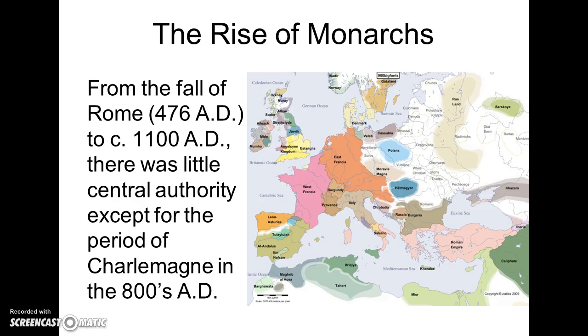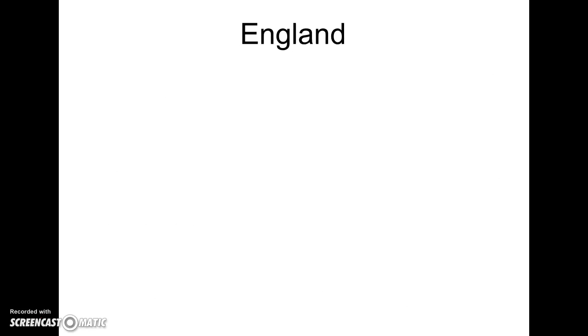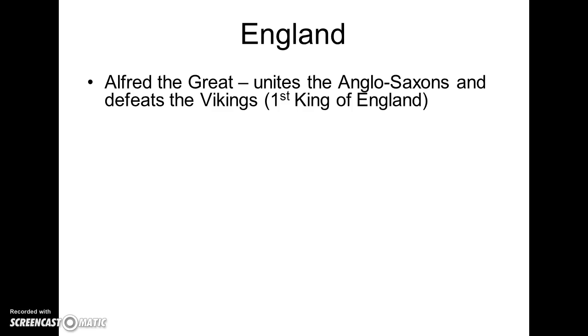About the year 1000, kings started to form kingdoms like we know them today. And the first one of those we'll look at will be in England. So most historians think the first king of England is this guy, Alfred the Great. In the 800s, he is going to take a group called the Anglo-Saxons and unite them.